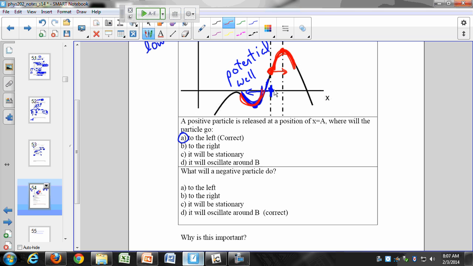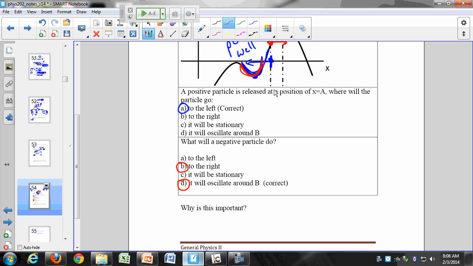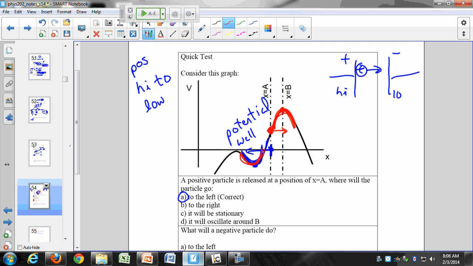A negative particle, there are two correct answers here. It would move to the right, but it would also oscillate around B. All right. So why? Because once it goes over this hump, a negative particle wants to move from low to high potential, but if it's here, it wants to go back in this direction. So it's going to shoot back over, and then it's going to get here, and it's going to say, oh crap, let's move back over in this direction. And then it's going to get here, and it's like, oh no, and it's going to go back and forth, because it wants to move from low to high.